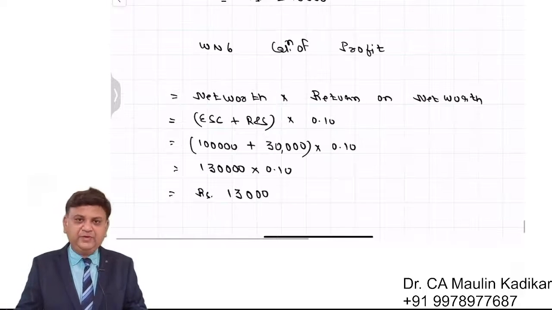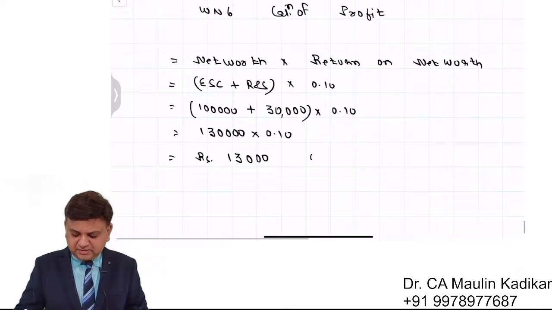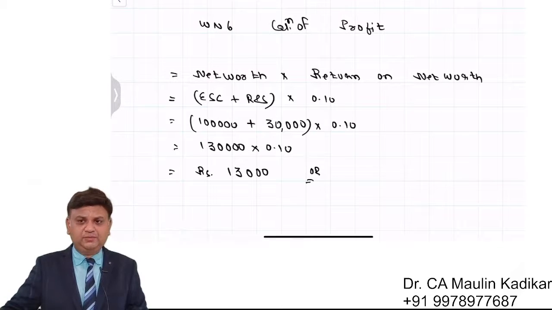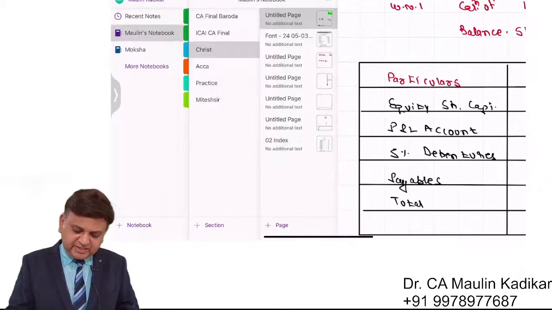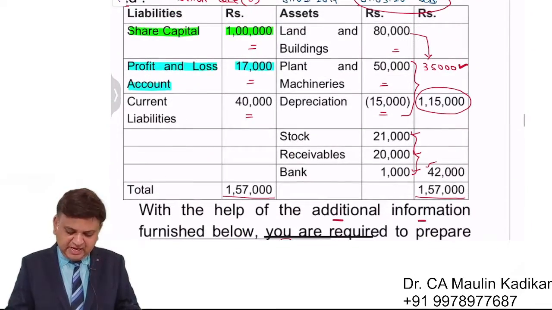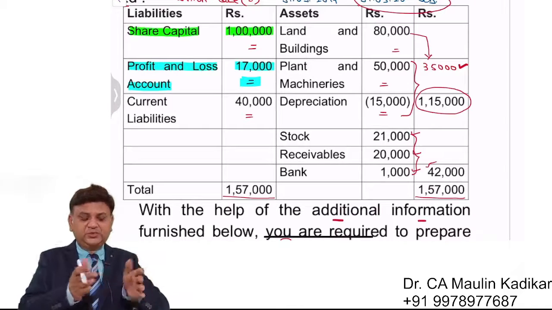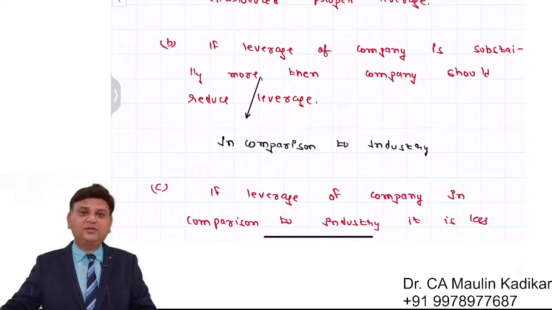So the profit can be calculated like this: 30,000, or otherwise we can also understand that profit can be found like this also. See, this is the closing P&L account balance, 30,000. And the opening P&L account balance is given to us in the question as 17,000. So 30 minus 17, the difference of both of them, is the current year profit, 13,000.